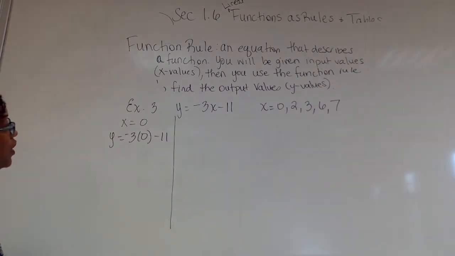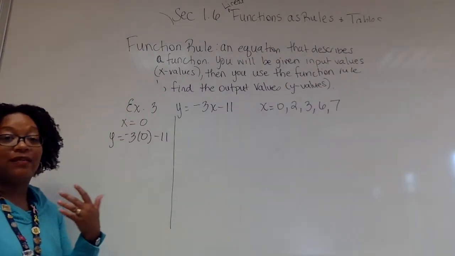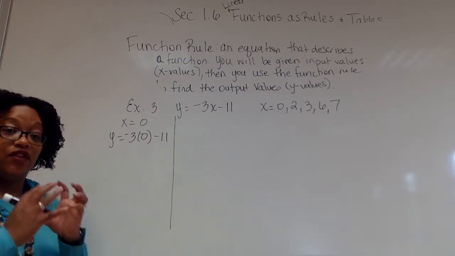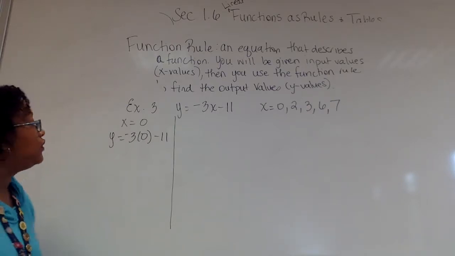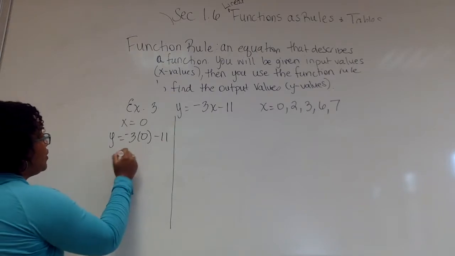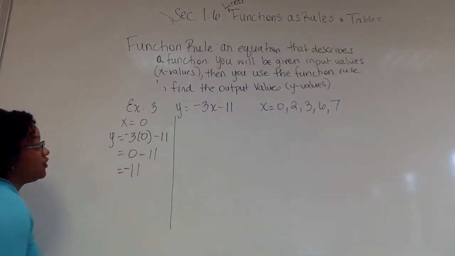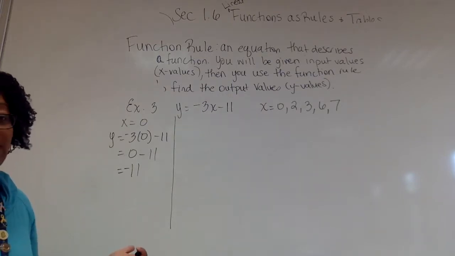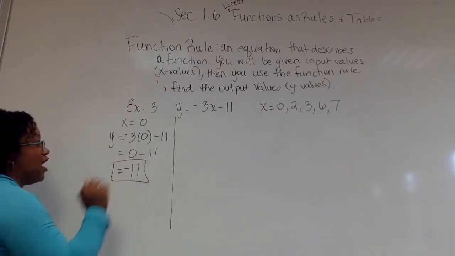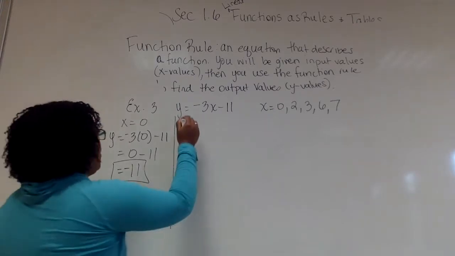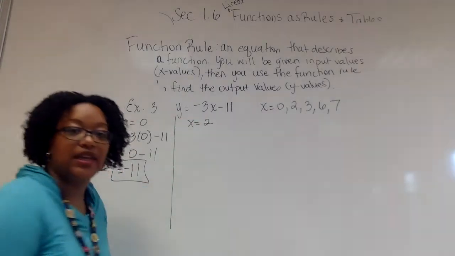So I've already set up the first input value. When x is equal to 0, what we're going to be doing is simply multiplying by -3, and then your product, you subtract 11. So -3 times 0 is just 0. 0 minus 11 is just -11. There's your first output value. X equals 2. Let's do it again.